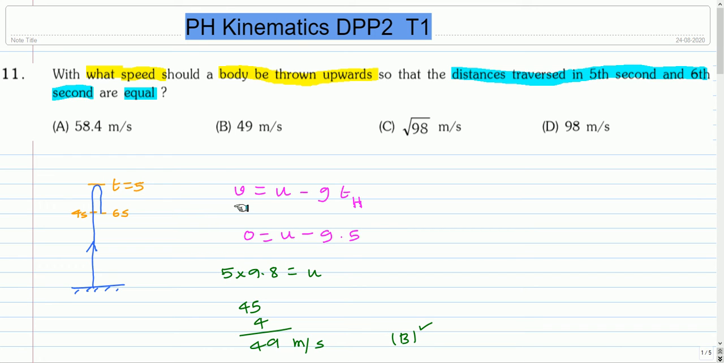Now using the equation of motion v equal to u minus gt, at this point the velocity v is 0, u is the initial speed with which it is thrown from the ground, and acceleration is g due to the earth, and time is 5 seconds to reach the maximum height point where v is 0. So from this we get the initial velocity u as 5 times g, that is 5 into 9.8. 5 times 9 is 45, and 5 times 0.8 is 4. So it is 49 meters per second. So the correct option is option B.